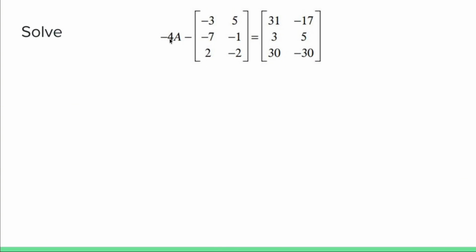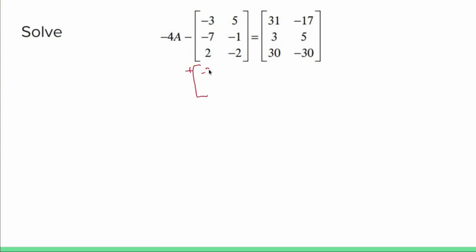All right, so we are asked to solve this matrix equation right here. And fortunately, we're not multiplying two matrices together. So you're going to treat this like it's a regular old equation, like negative 4a minus 5. What would you do? Well, let's add 5 to both sides. Well, we're not adding 5. We're adding that matrix. So the idea is the same. It's just we have to add 6 numbers instead of 1.